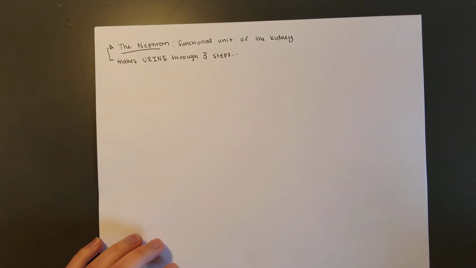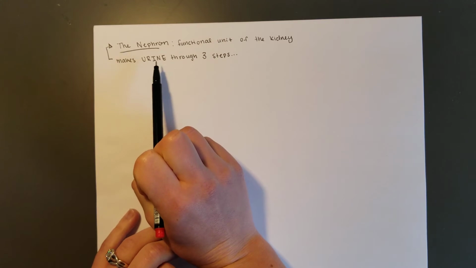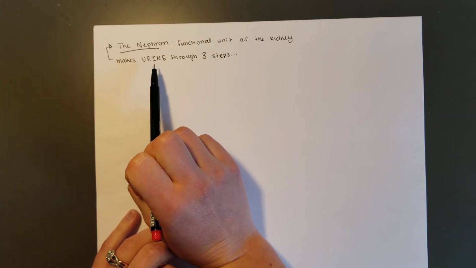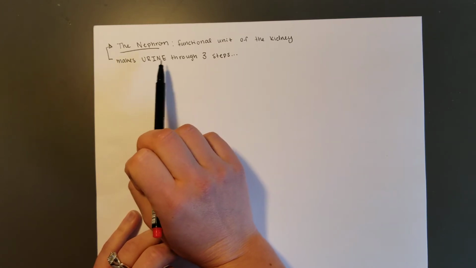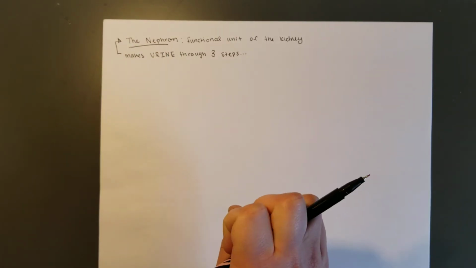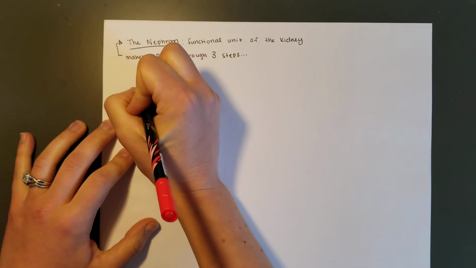So what we need to remember, first of all, is that urine actually comes from our blood. So the urine is actually the result of blood that has been filtered, that has had things taken out of it, and has had things put into it. That is really what urine is. So the first thing that we need to remember is that we are starting with blood supply.